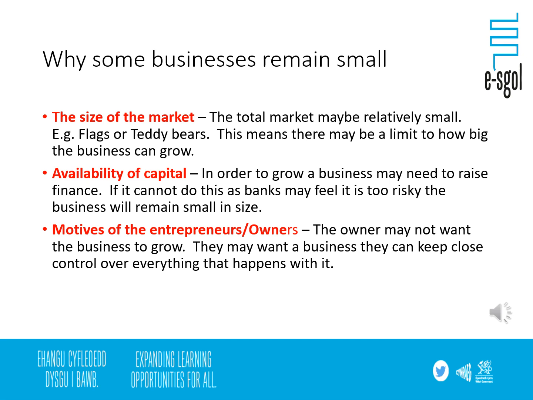Now, some businesses choose to remain small, and the reasons behind this could be that the size of the market might actually be relatively small. So, flags or teddy bears, this means there's a limit to how big the business can actually grow. It might be availability of capital, that they need to raise finance and they can't do it because banks maybe find it too risky. It might be the actual motives of the entrepreneur, the owners. They don't want the business to grow because they want to keep control over everything. Because as soon as the business grows, they are maybe going to have to let go of control because they can only do and manage so much.